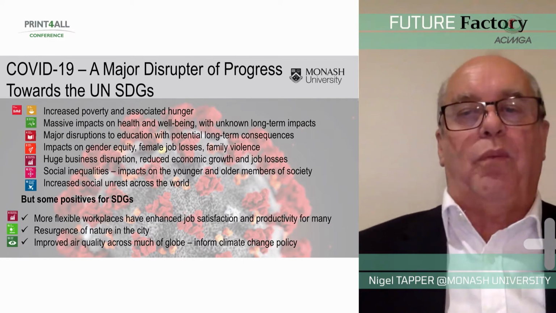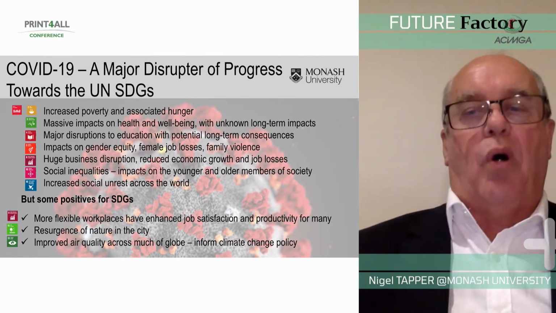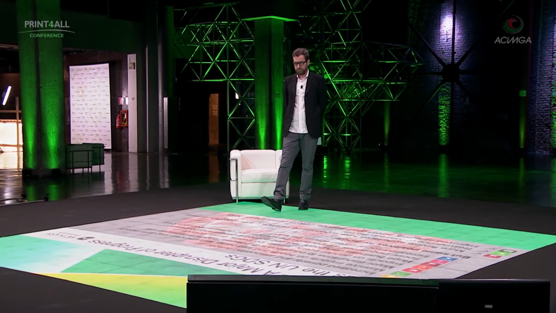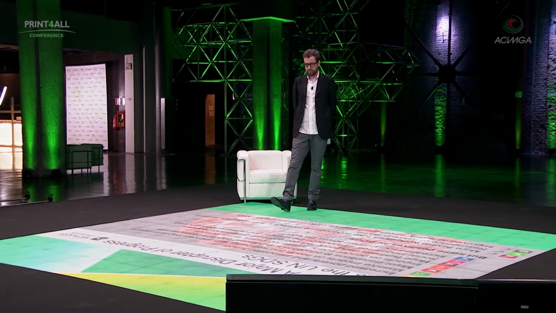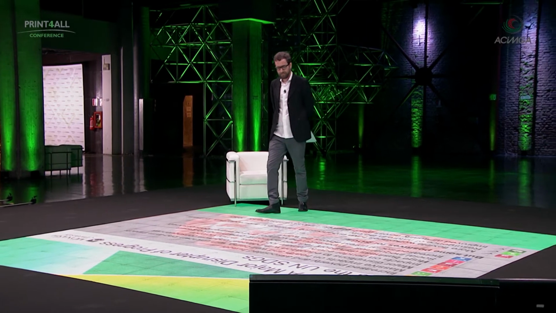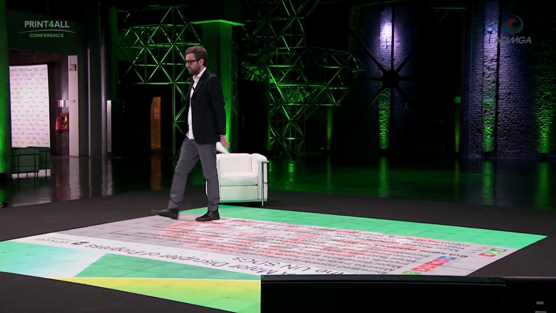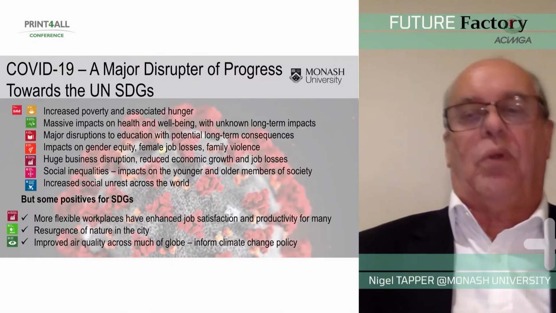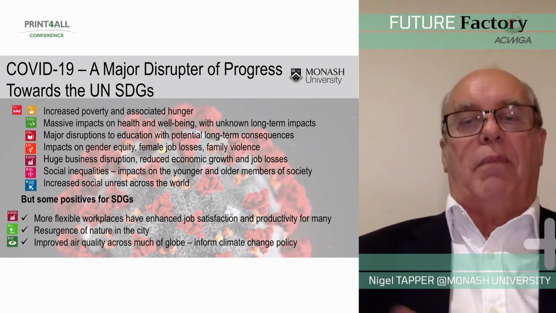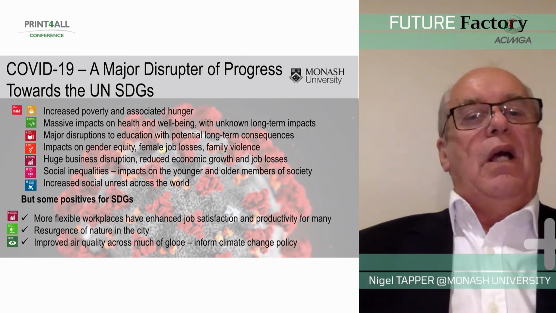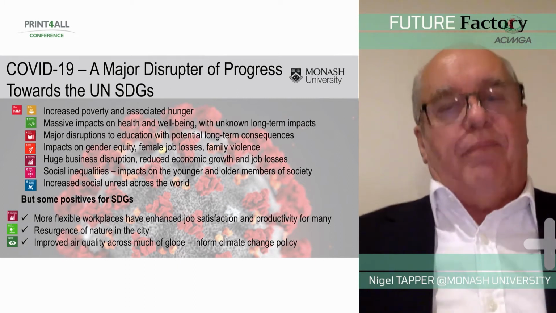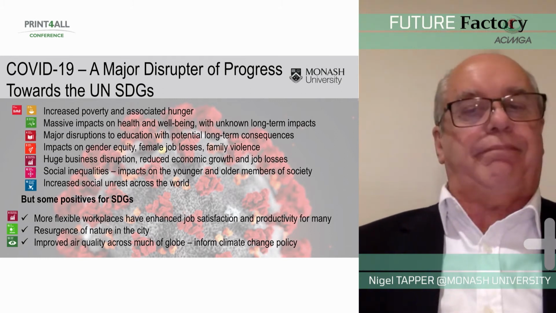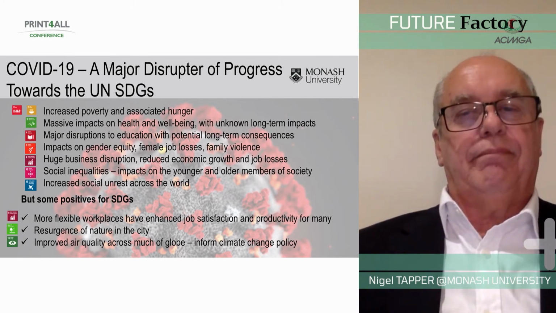Massive impacts on health and well-being with unknown long-term impacts. Major disruptions to education with long-term consequences. Here in Australia and all around the world, we have students that are only returning to school partly or not at all, and universities that remain closed and so on. Well, in Italy, we almost lost a full year of school, and maybe they will go back in September, but it's going to be tough, and we still don't know.